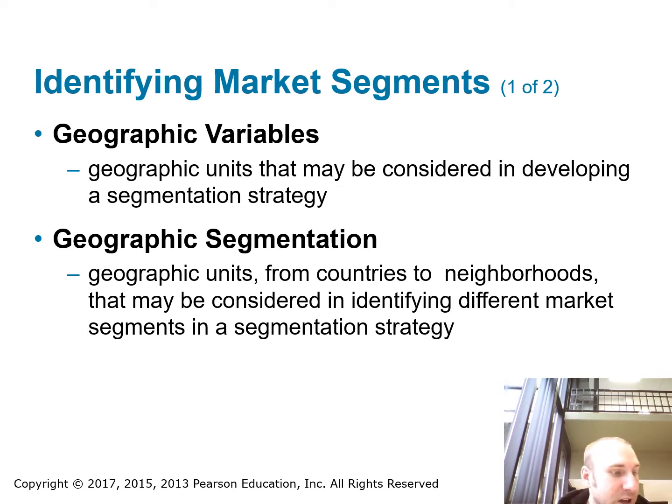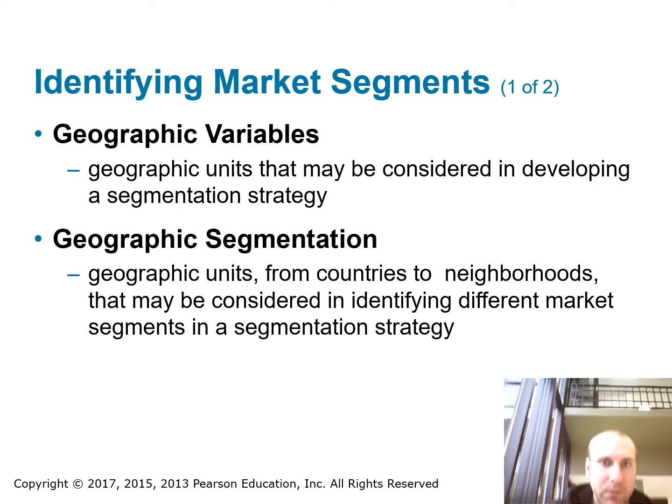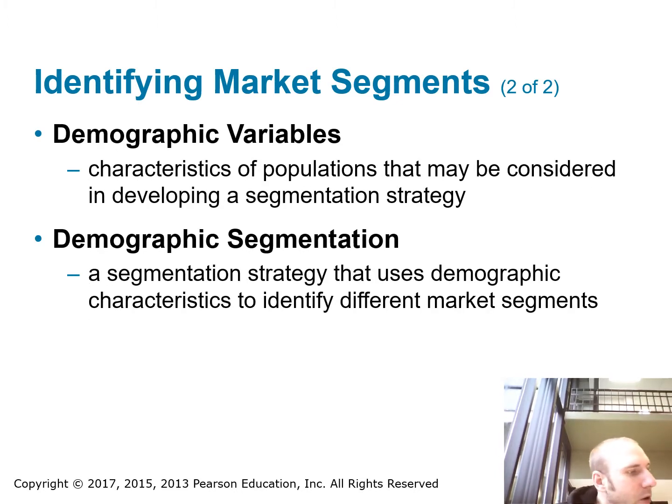Identifying market segments. Geographic variables: geographic units that may be considered in developing a segmentation strategy. Geographic segmentation: geographic units from countries to neighborhoods that may be considered in identifying different market segments in a segmentation strategy. Demographic variables are characteristics of populations that may be considered in developing a segmentation strategy. Demographic segmentation: a segmentation strategy that uses demographic characteristics to identify different market segments.